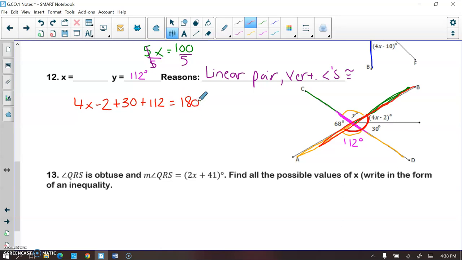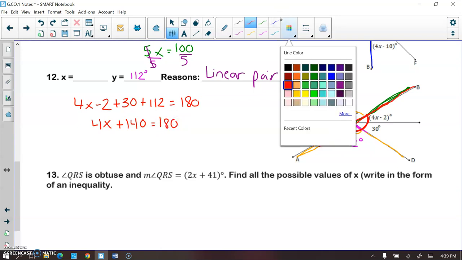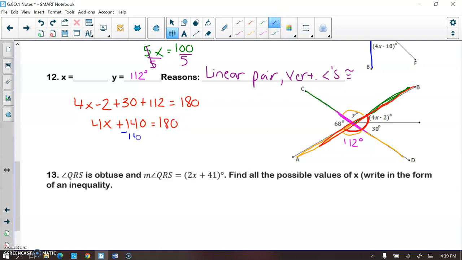Combining like terms, I would get 4x plus 140 is equal to 180. Subtracting 140 from both sides, I would get 4x is equal to 40, and dividing by 4 on both sides, I would get x is 10. I'm not going to write degrees because x is part of an angle measure. It's not the whole angle measure.